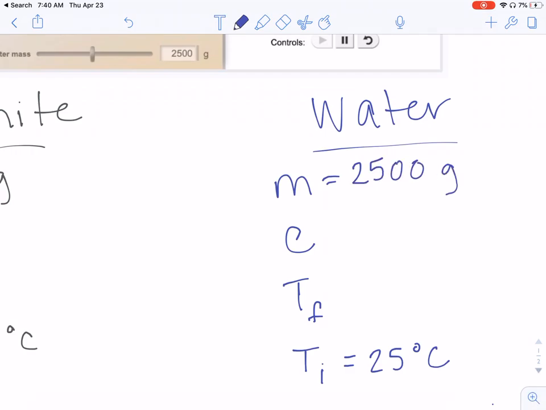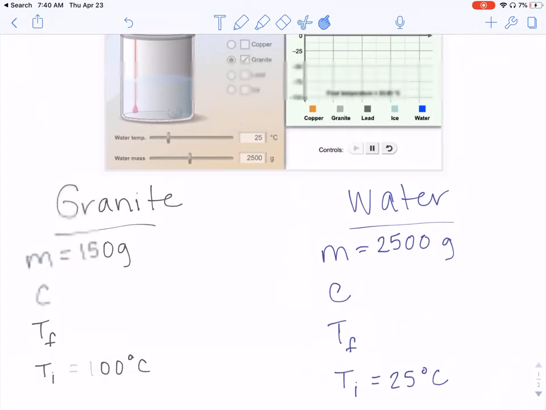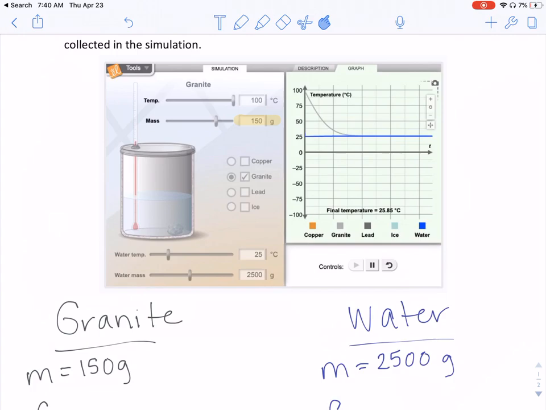All right, this is a heat transfer problem. The basic premise of this is that the heat will flow from one substance to the other. So in this simulation, we have a hot piece of granite going into colder water. So the heat will flow from the granite to the water until they come to the same final temperature. And that's the information you get from that graph.